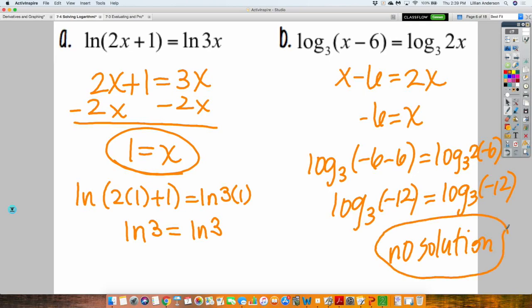So if your x equals a negative number, then it's no solution? No, not always. That's why you always want to go back in and check, because depending on what was actually in the original problem, when you plug in that negative number, it might produce a positive number that's attached to the log. So you always want to check.